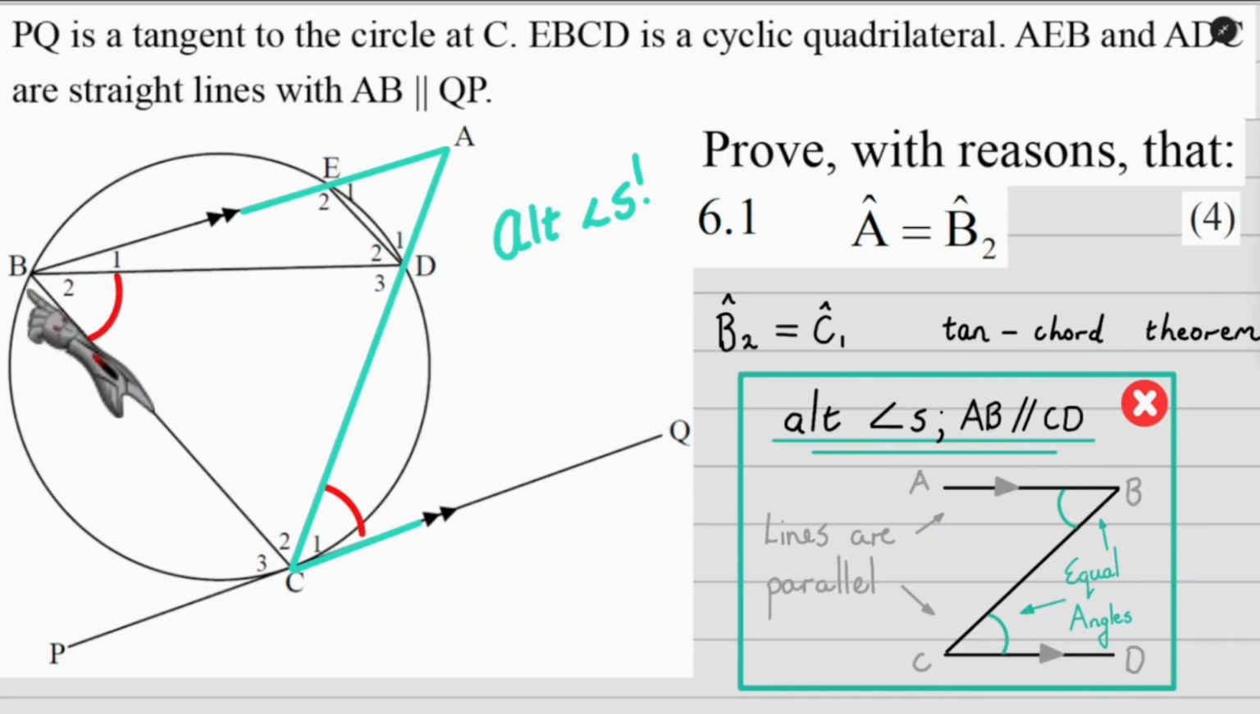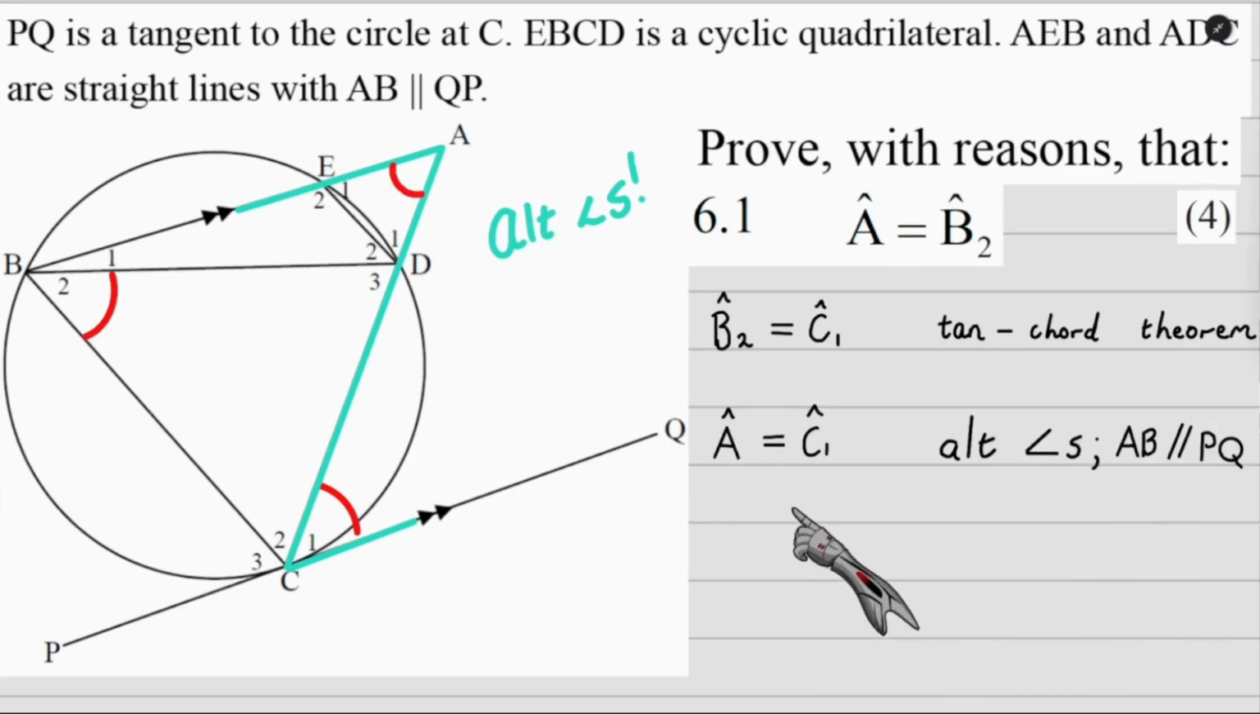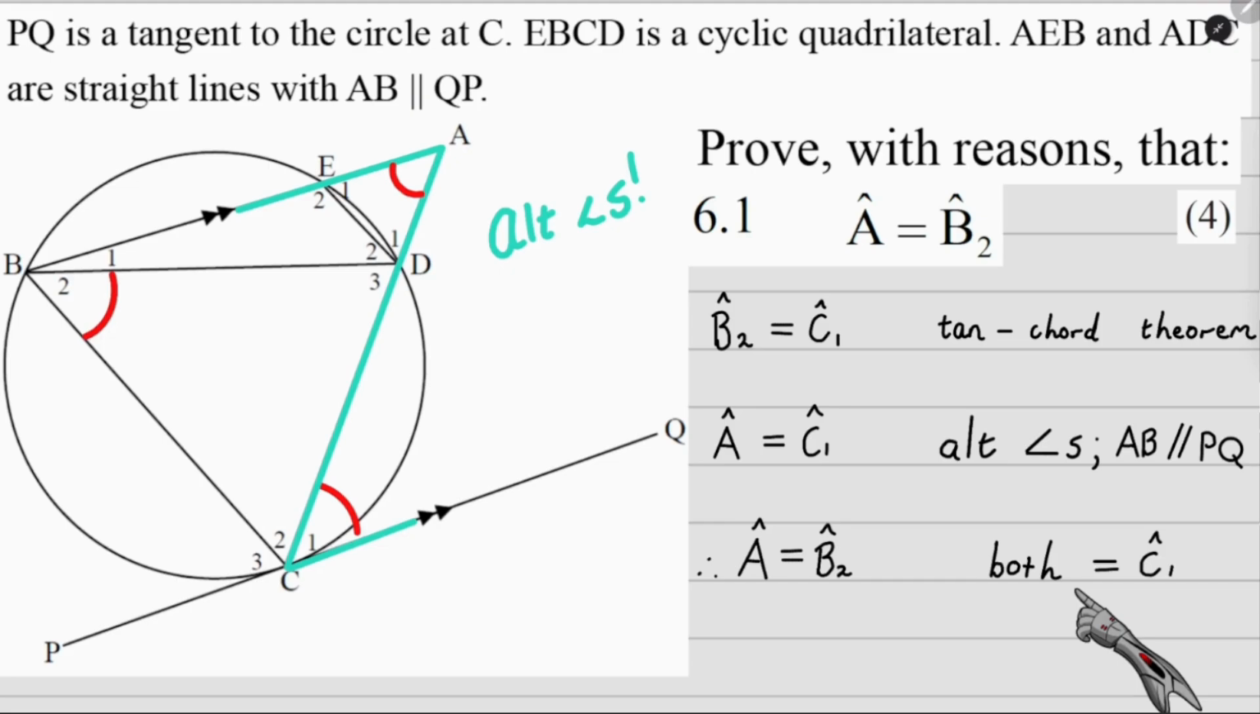So ours will be line AB is parallel to PQ. So let's get that written down. And we just state it like this: angle A is equal to angle C1, because alt angles, semicolon, AB parallel to PQ. Next up, we can see that B2 equals C1, and A is equal to C1. If they are equal to the same thing, they have to be the same size. So B2 is equal to A. And then you don't really have to put a reason for that line. If you do want to put a reason, you can say they both equal C1.